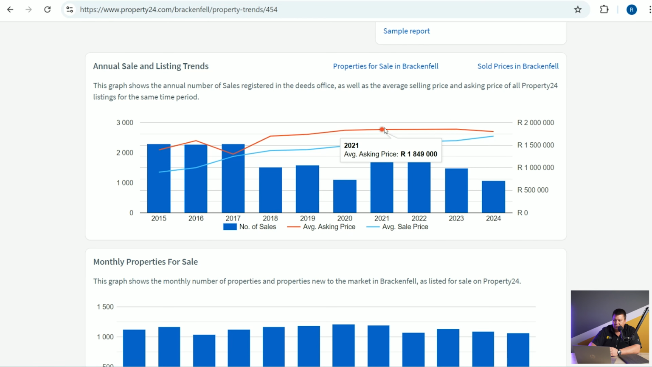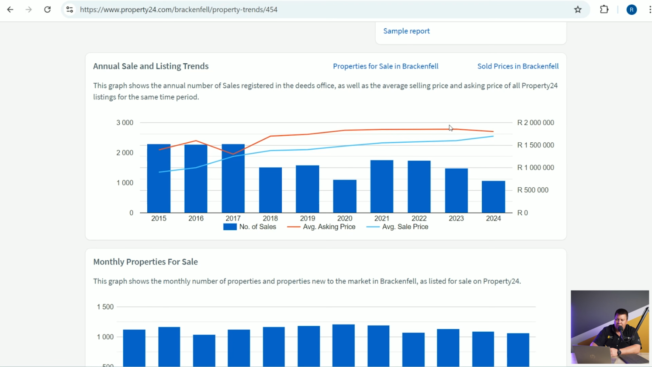So looking through some of these statistics for the Brackenfell area, the red line is representative of the asking price. So this would be taken from all the listings that are on Property24 under the Brackenfell town. And they will look at the average asking price for that year. So looking back to, say, 2018, we can see the asking price for all stock on Property24 was 1,700,000 Rand. Whereas in 2024, it's at about 1.8 million Rand.